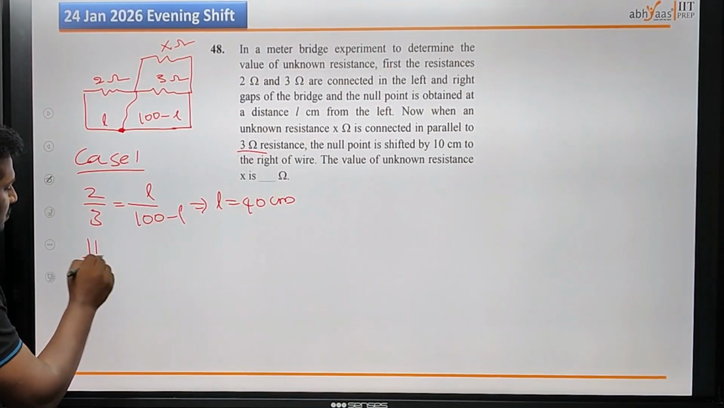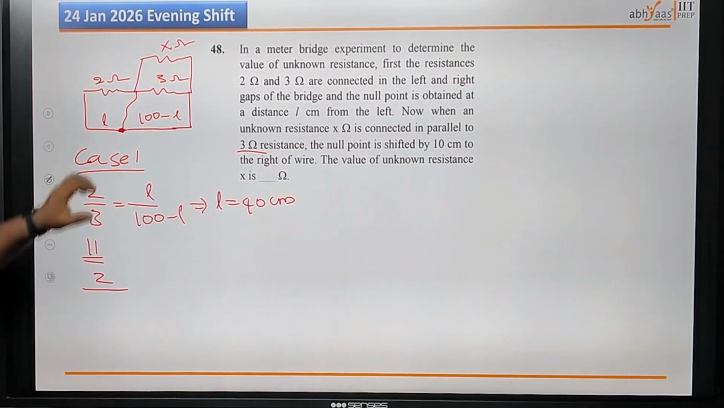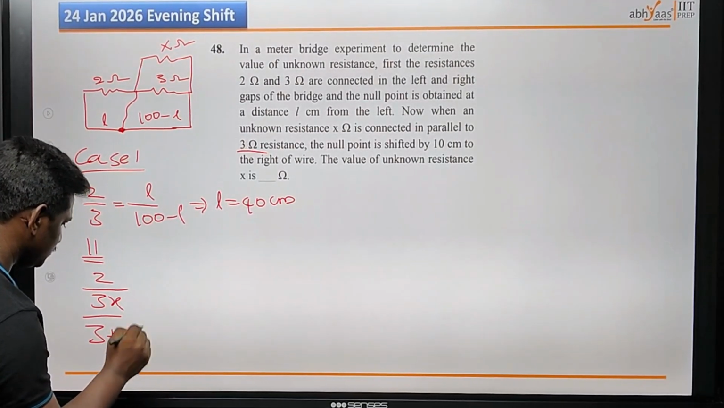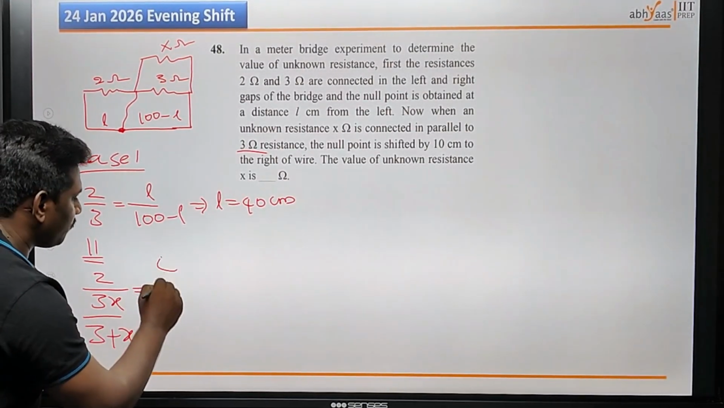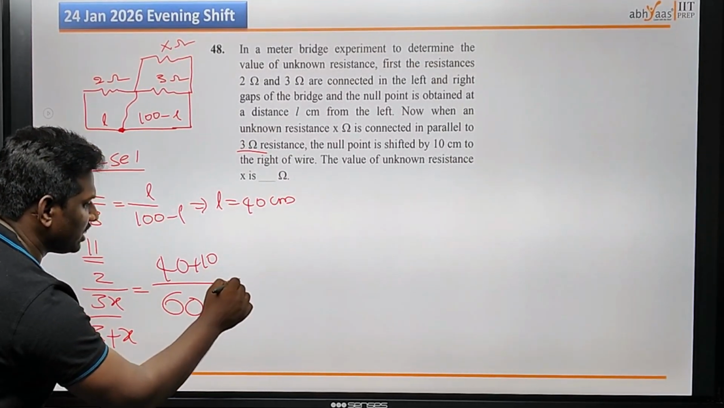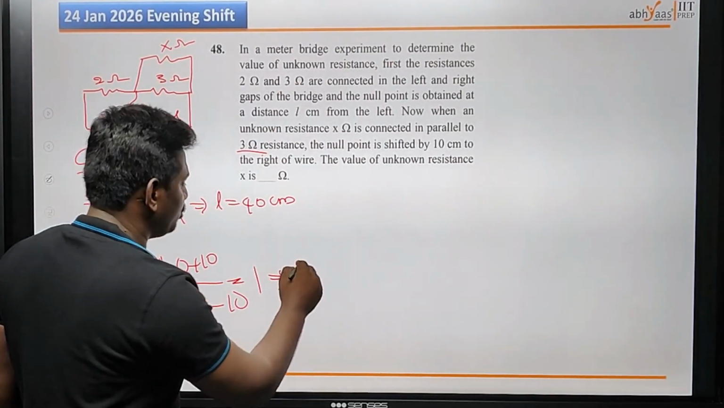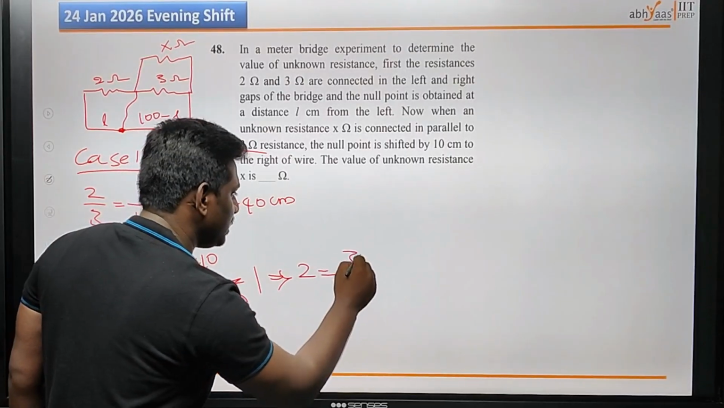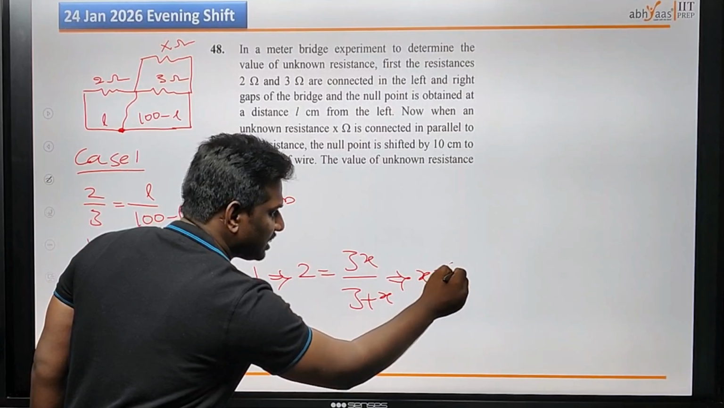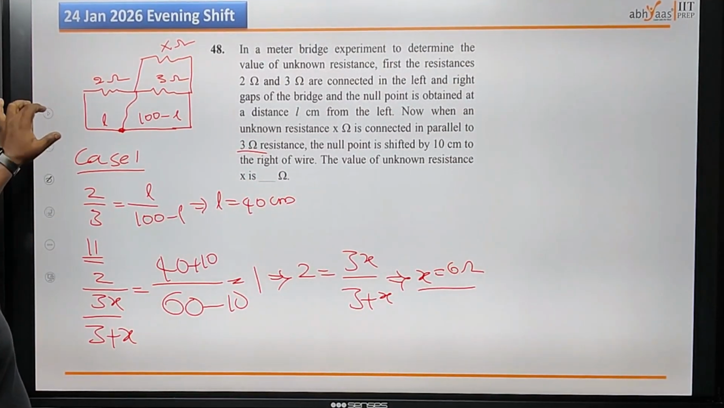What is case 2? 2 by, what is the equivalent resistance here? 3x by 3 plus x. The null point is 40 plus 10 over 60 minus 10, which you will get as 1. So 2 equals 3x by 3 plus x. If you solve this one, you will get x as 6 ohm. What is the value of x? X is nothing but 6 ohm. That is your answer.